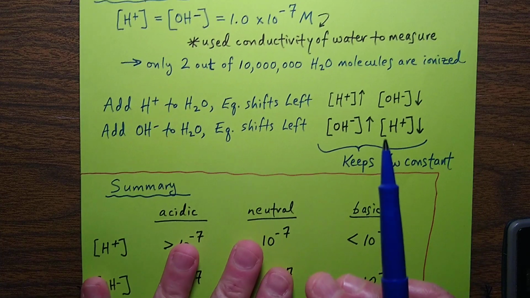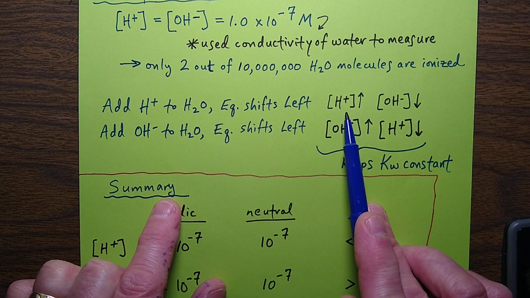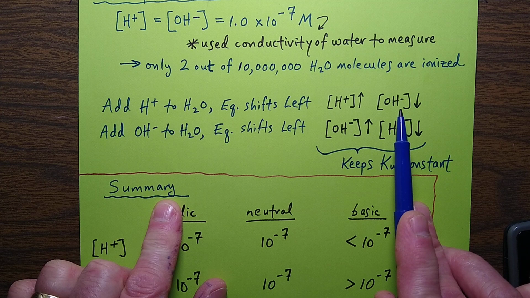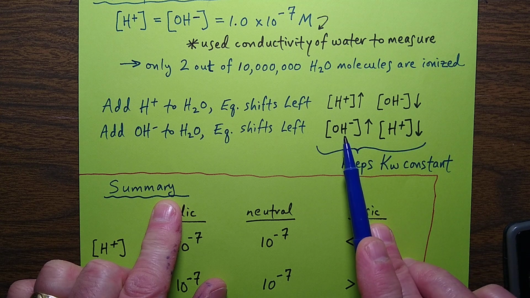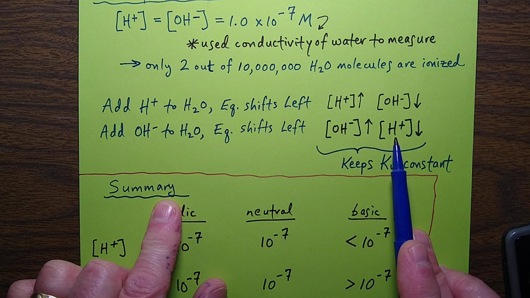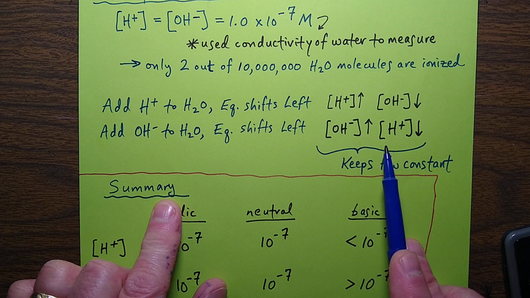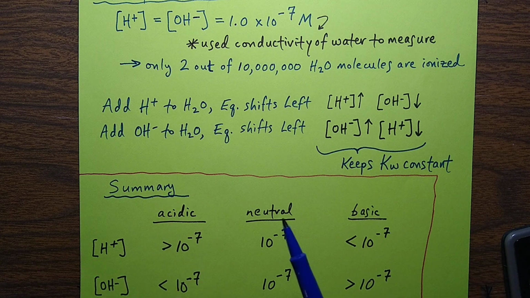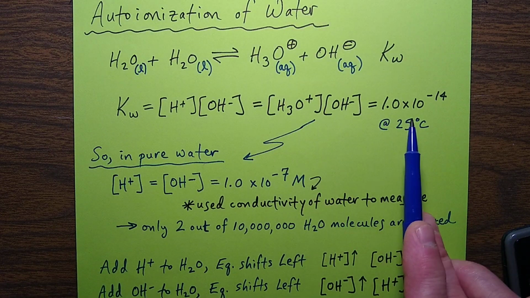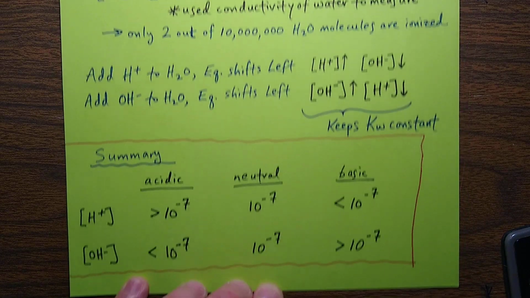But they balance each other out. If the proton concentration goes up, the hydroxide drops. If the hydroxide ion concentration increases, the proton concentration drops. But they always maintain that constant product of 10 to the negative 14th power.